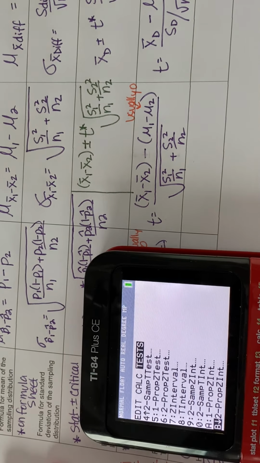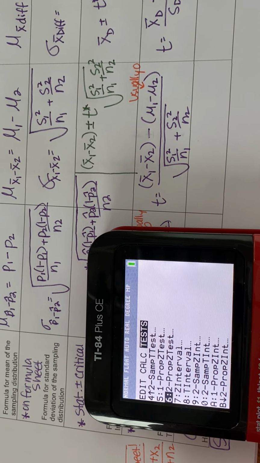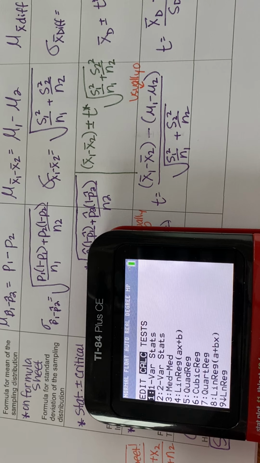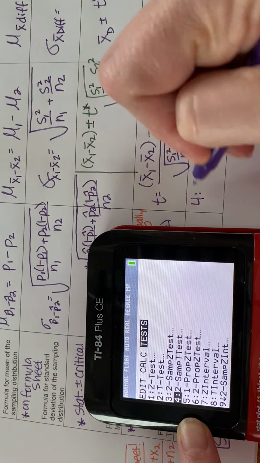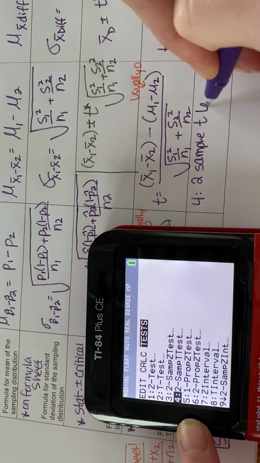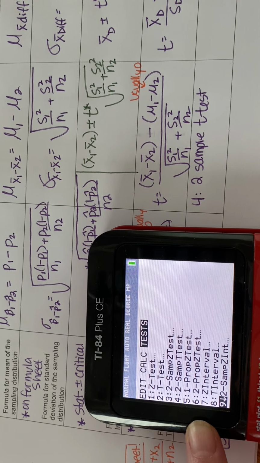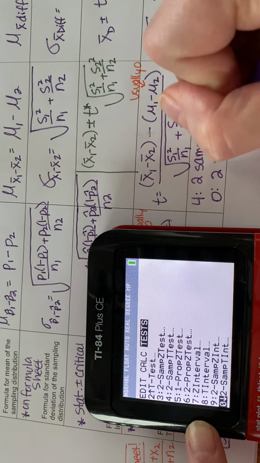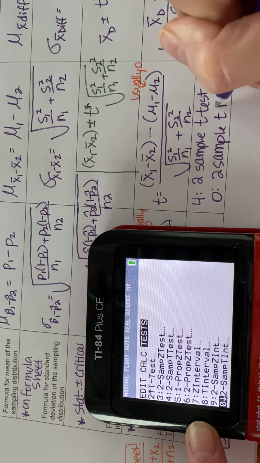All right, so now let's do means. Again, we did stat, 2 times over to tests. So we got a 2 sample t-test. Number 4 is a 2 sample t-test. And then a 2 sample t-interval, that's number 0, 2 sample t-interval.